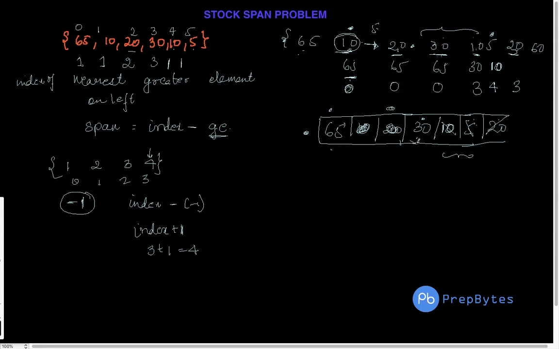So we check with 30. Is it there? No. We check with 65. Yeah, is 65 the element? Yes, 65 is the element. And if there would have been 70, then even 65 would have been removed. And we got to know that there is no element which is greater than 70. Then in that case, the -1 will be written for the greater element.